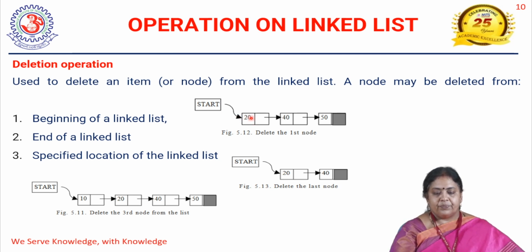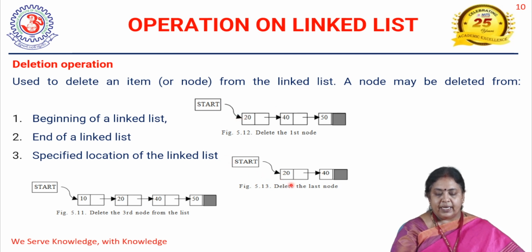Okay, is it clear? So we are having this 20. This node has some address, and this node has some address. So what you are going to do? If you want to delete this particular node, in the start pointer, instead of this address, we are going to store the address that is present in the next pointer, so that this node will be removed and this will be the starting node. Like that we can delete a node at the beginning.